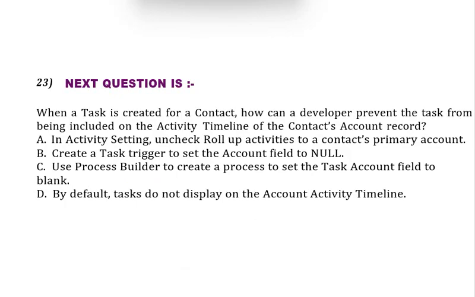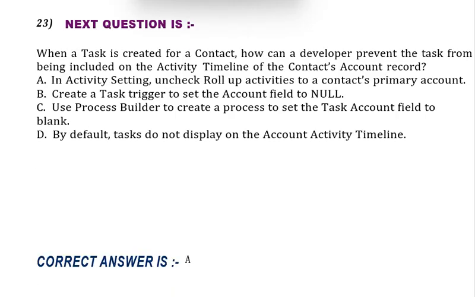Question is: when a task is created for a contact, how can a developer prevent the task from being included on the activity timeline of the contact's account record? Option A. In activity settings, uncheck roll-up activities to a contact's primary account. Option B. Create a task trigger to set the account field to null. Option C. Use Process Builder to create a process to set the task account field to blank. Option D. By default, tasks do not display on the account activity timeline. Correct answer is option A.